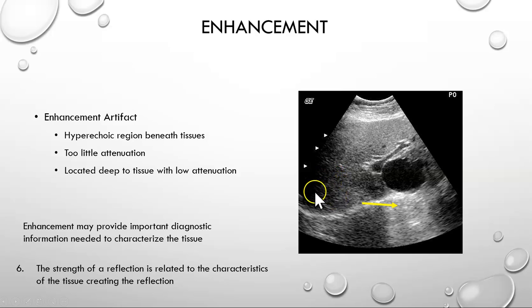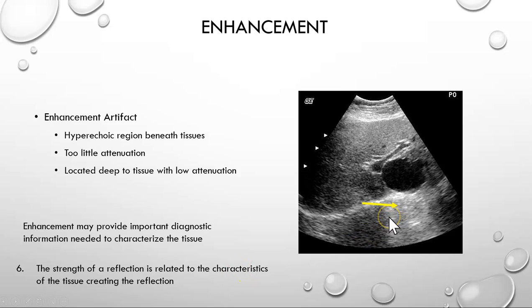Enhancement artifacts are simply hyperechoic regions behind tissues. This is due to too little attenuation. This is located deep to tissue with low attenuation. Enhancement also provides important diagnostic information required to characterize the tissue. This again violates assumption number 6, which is that the strength of the reflection is related to the characteristics of the tissue creating the reflection.